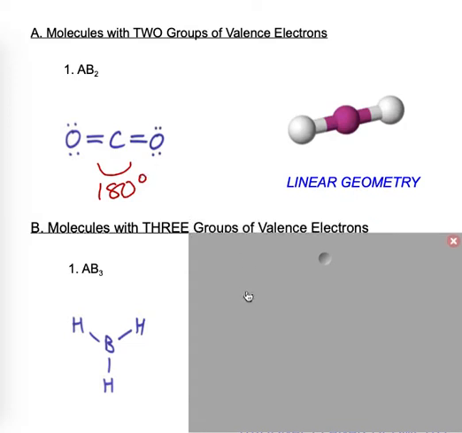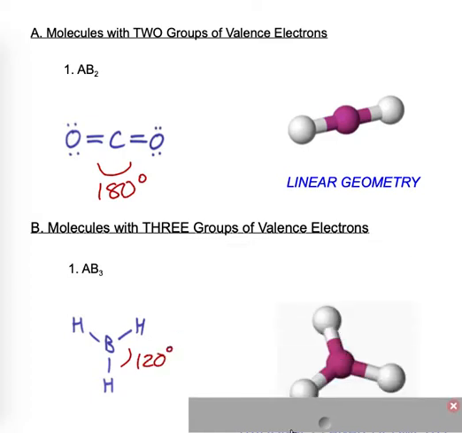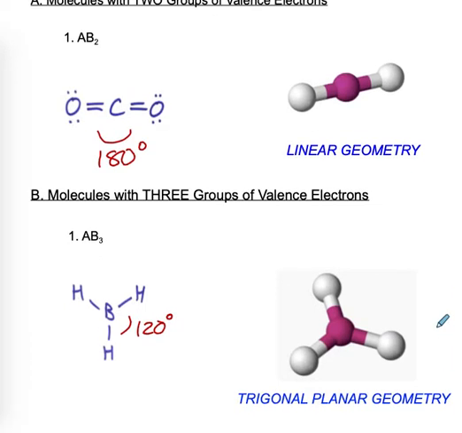On the other hand, if I have three groups of valence electrons around the central atom, for example in boron trihydride, in order to stay as far apart from each other as possible, those bonding groups of electrons will point towards the corners of an equilateral triangle, making a bond angle of 120 degrees. Our name for this geometry is trigonal planar. The three groups of bonding electrons are in a trigonal plane with an angle of 120 degrees.